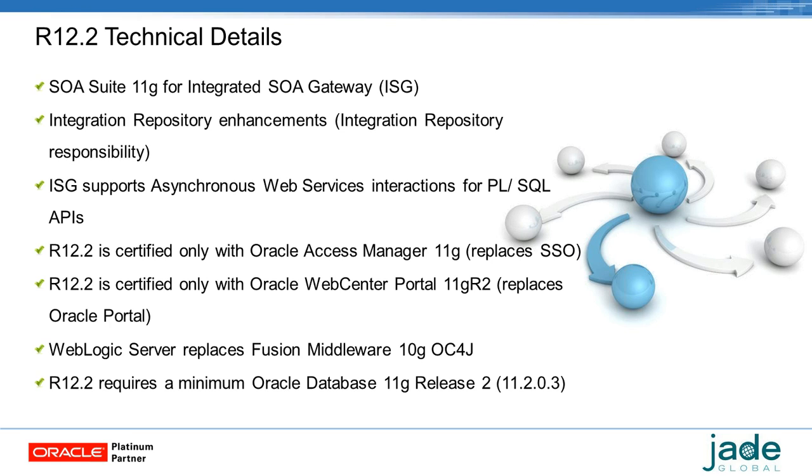Going forward with R12.2, Oracle is going to use Access Manager, so they are going to replace single sign-on. They have also replaced Oracle WebCenter Portal with Oracle Portal. The middle tier, OC4J 10g, is replaced by WebLogic Server, and the best part is that going forward with R12.2, you will have Oracle Database 11g Release 2. So this is the overall new stack, which is very close to Fusion Middleware for R12.2.